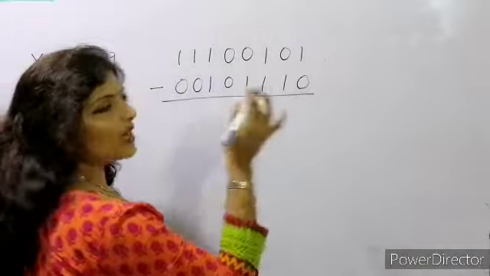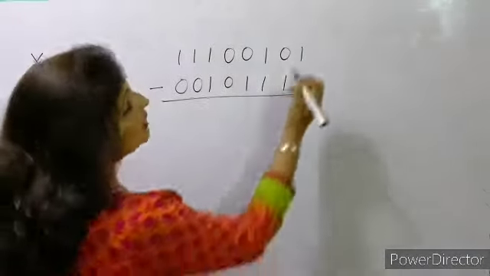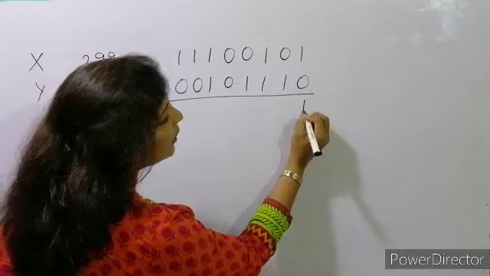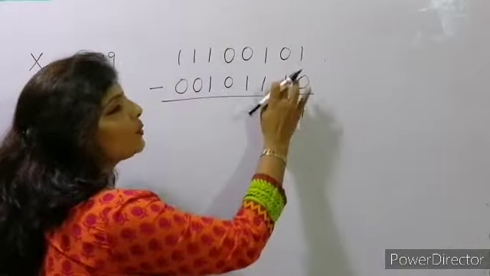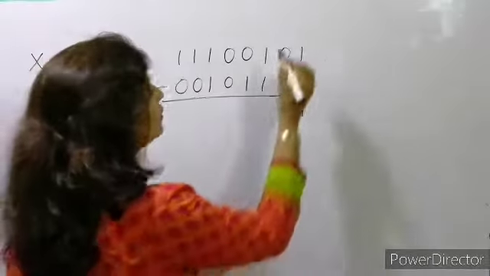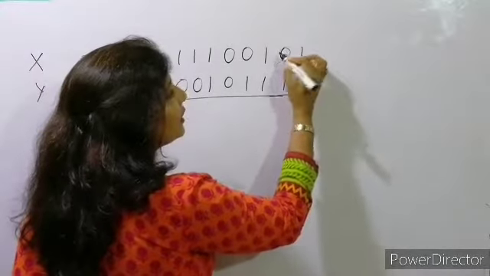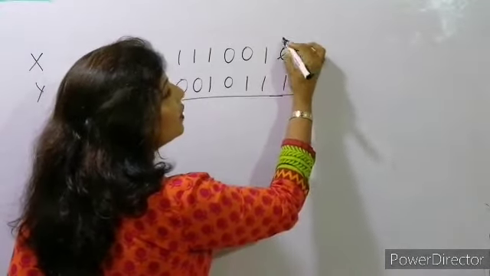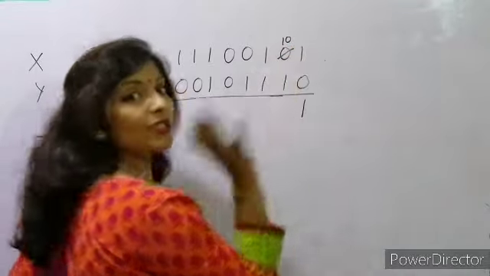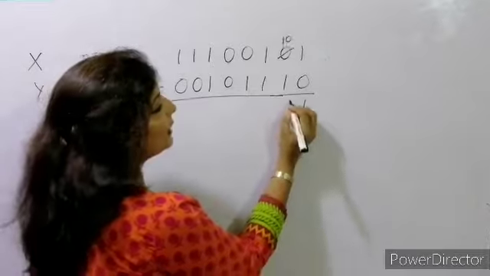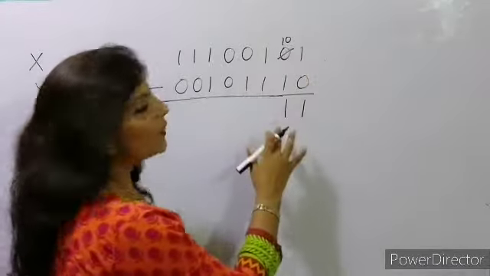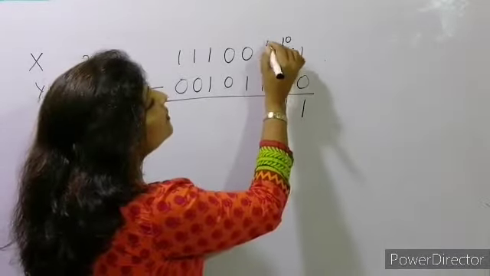We'll do simple binary subtraction. 1 minus 0 is 1. Now 0 minus 1 we cannot do, so we have to borrow. The 0 will become 1 0, and 1 0 is 2 in decimal. 2 minus 1 will be 1, so 1 0 minus 1 is 1 and the borrowed-from digit becomes 0.